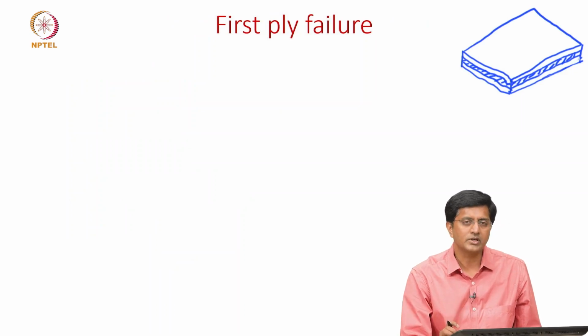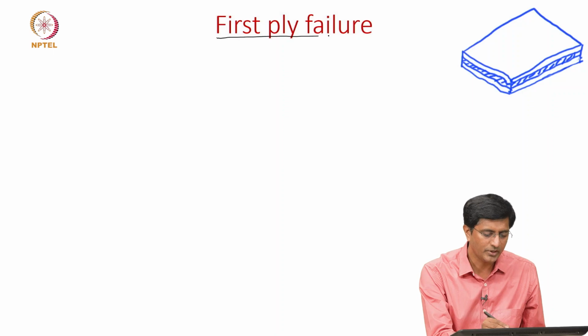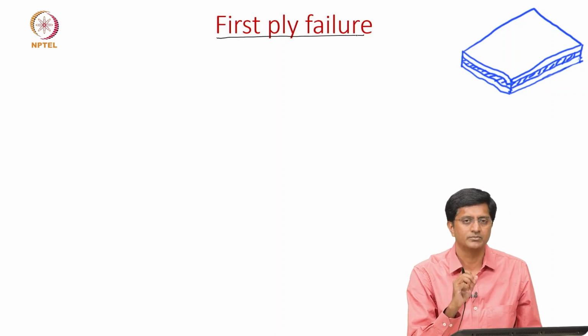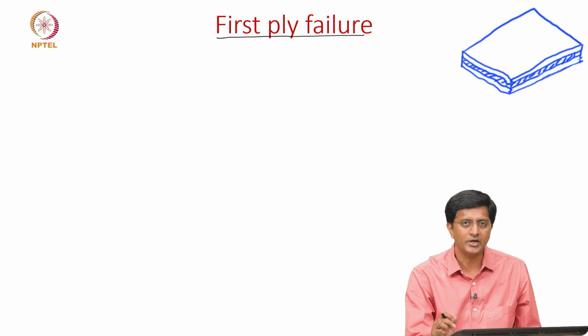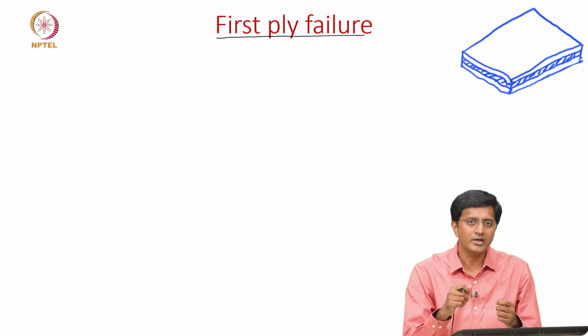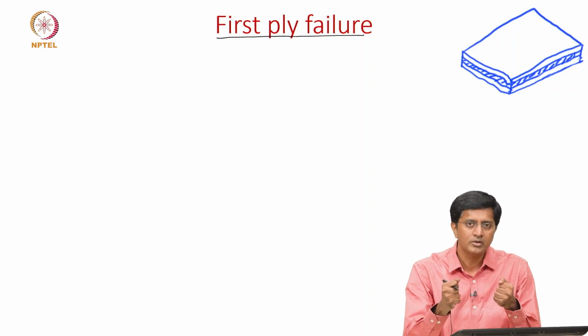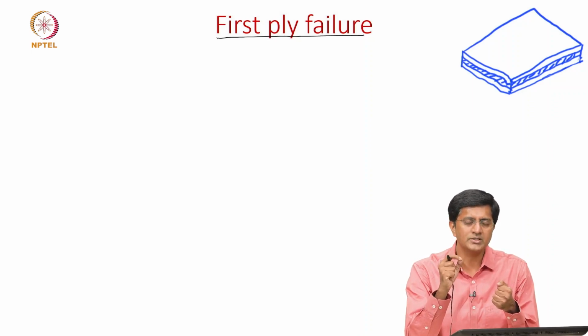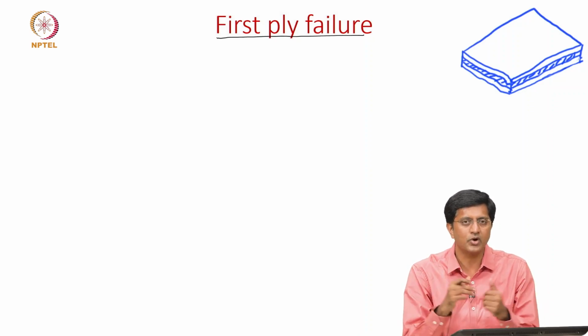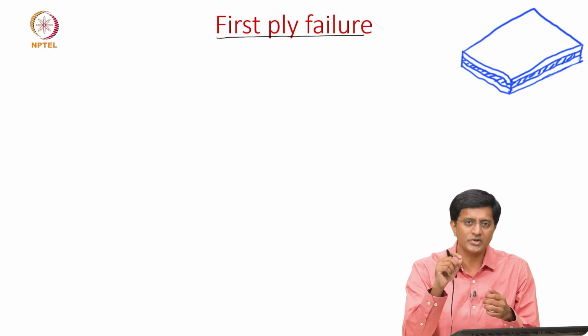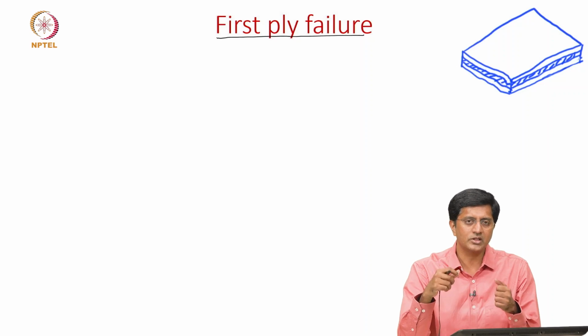So let's start with first ply failure. How do we predict the failure in the first layer? Let's say this is the laminate we see on the screen, and when we apply the loads, it's not like all layers fail in one instant. Usually, gradually when you apply the load, depending on the load, one of the layers will fail, and after that failure, it's not like the whole laminate is falling apart. Usually once the first layer fails, the rest of the layers take the load and continue to sustain it. So you can apply higher loads even after the first ply failure.